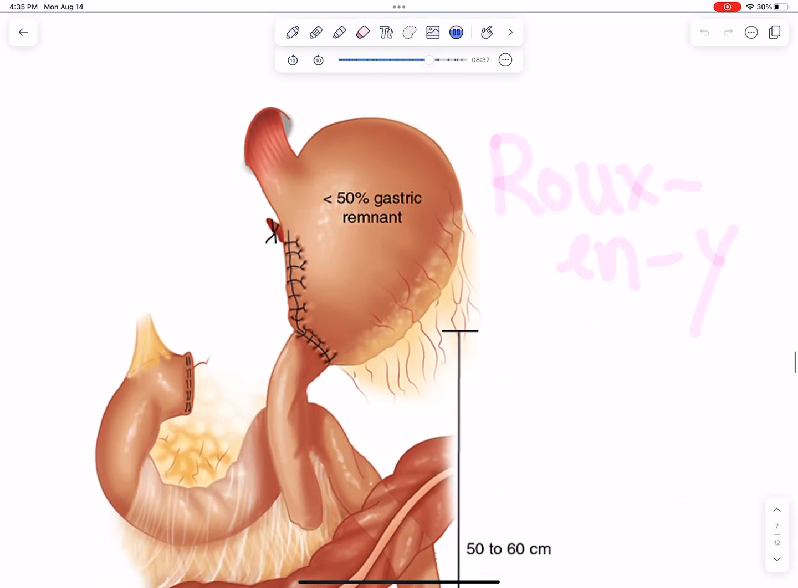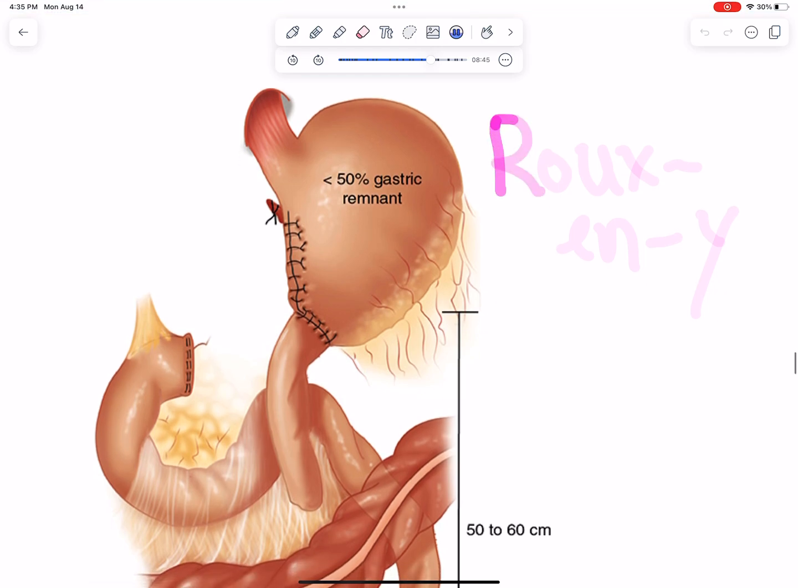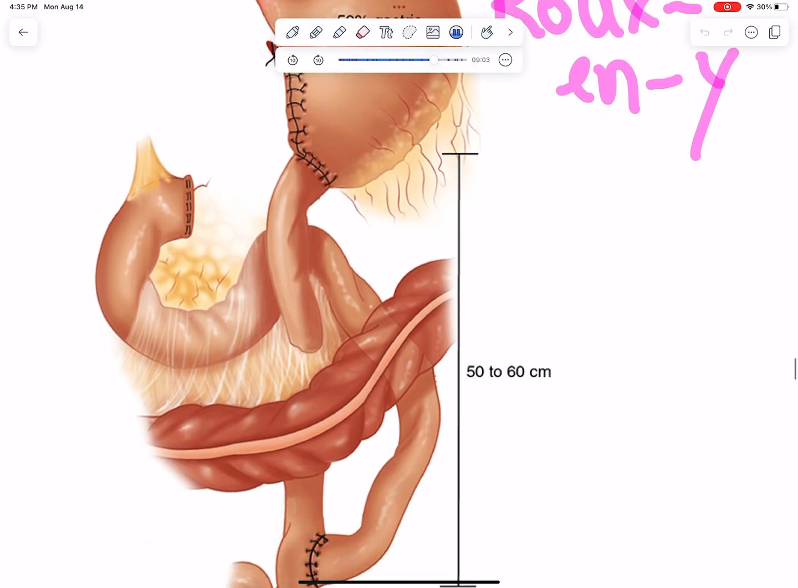Another surgical procedure done for peptic ulcer disease is something called the Roux-en-Y. And basically this is a surgical procedure in which the stomach is resected, and it is connected further down the digestive tract to the small intestine to create a Y-shaped configuration. And the intestine is also, a second anastomosis is created further on, as you can see here.